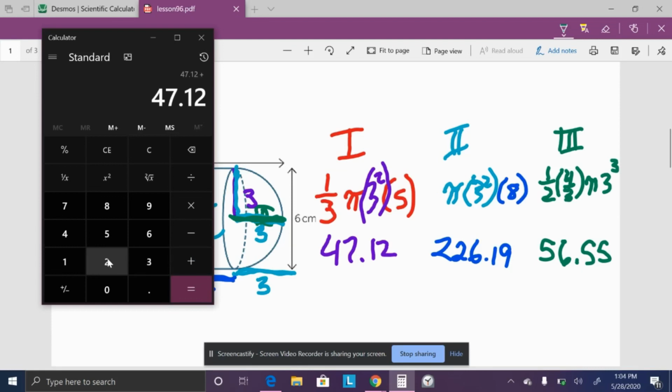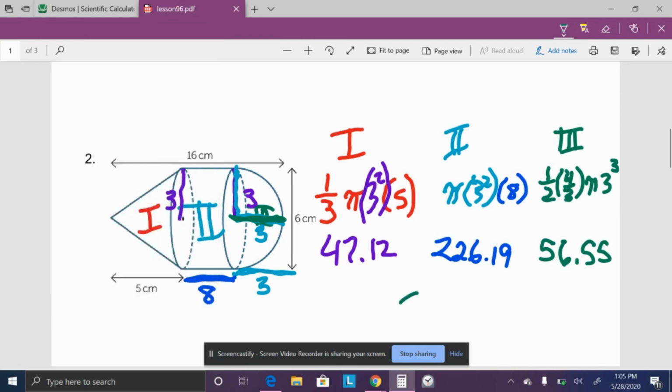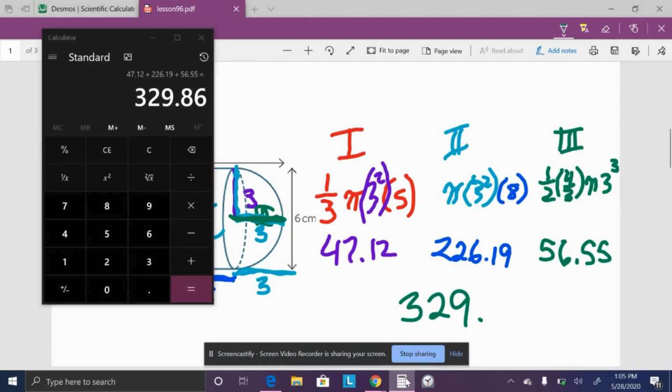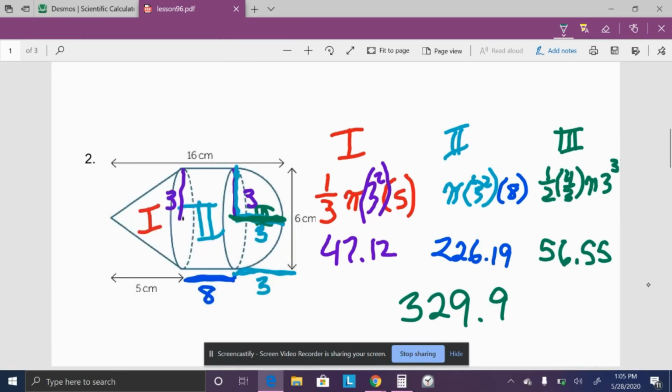47.12 plus 226.19 plus 56.55, and that is 329.86. I'm going to round it to the nearest tenth, so it is 329.9. So on your answers to these, I want you to round to the nearest tenth. Okay, so again, figuring out the volume of different figures using the diagrams to help manipulate your numbers here, and then kind of put in those answers.